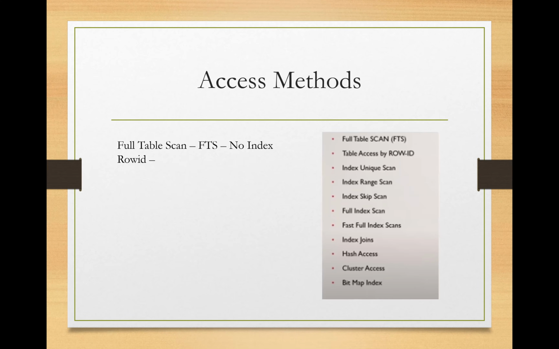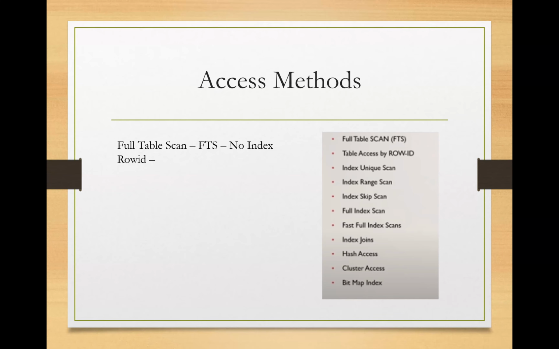If you are going for any explain plan, these are the access methods you will be seeing. The first one is full table scan, which we normally call FTS. That means if you are running any select statement, the database is going to check all the data one by one. That's why it is a full table scan. Next is table access by row ID: each row ID it will select and store, and then it goes by row ID.